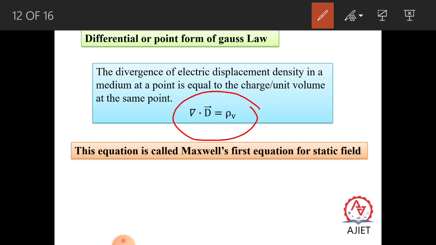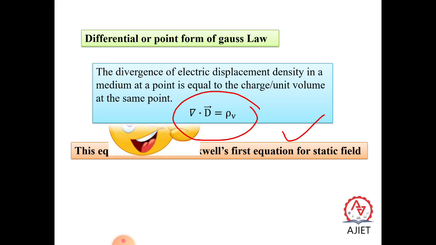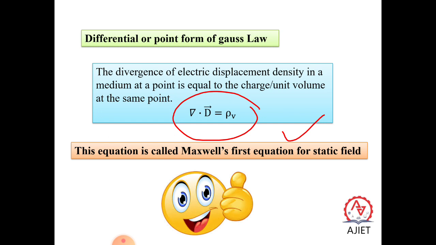This equation is called Maxwell's first equation. So what is the Maxwell first equation? Del dot D is equal to rho v: the divergence of electric displacement density in a medium is equal to charge per unit volume. Hope you have understood it. Kindly remember that one. Del dot D is equal to rho v. In some textbooks they simply designate it as rho, in some they indicate rho v since it is charge per unit volume.